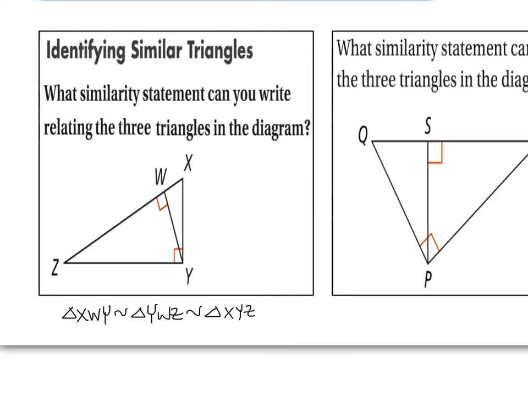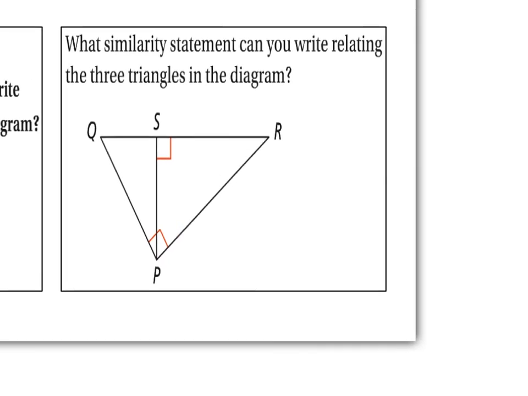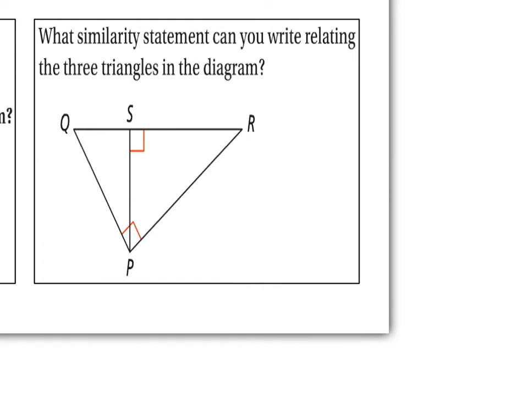XYZ. Now, as you're looking at these 3 triangles that you're going to have matched up, you have to make sure you have them named properly. To me, the easiest way to do this is to have the right angle as the middle angle every time, and go short side to right angle. That's the easiest way to remember it. Okay, so let's take a look at this one. What similarity statement can you write relating the 3 triangles in this one? This is what I came up with here. I go triangle.